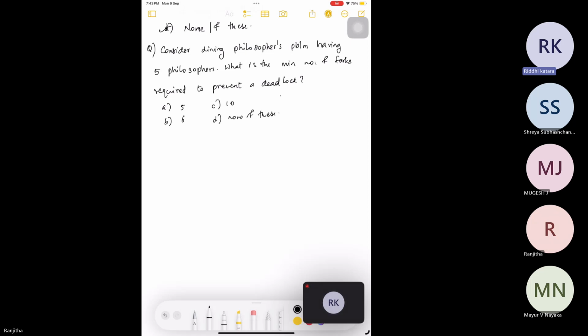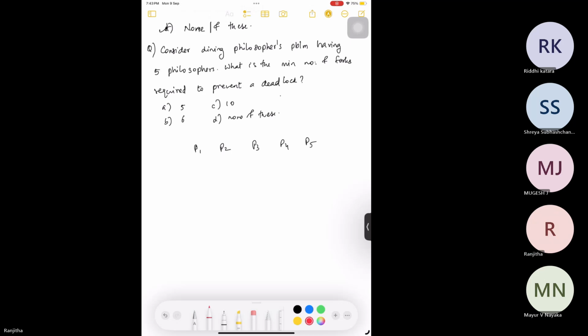Ma'am, 5. 5 more. 5 more is the ideal case. How many more were needed just to avoid or prevent the deadlock? One of the conditions is circular wait. If we can break the circular wait condition, deadlock will not occur. So how can we make sure that circular wait doesn't happen in the dining philosophers case? So we had this, right? P1, P2, P3, P4 and P5.